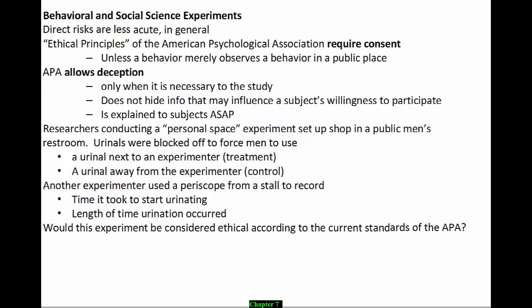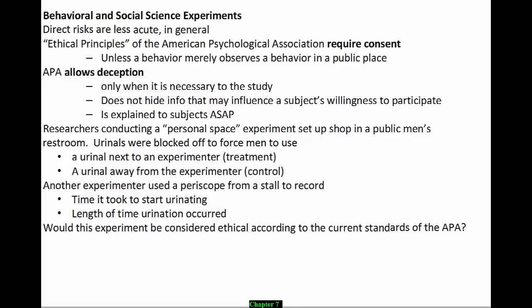Let's take a look at an example of a psychological experiment. Researchers conducting a personal space experiment set up shop in a public men's restroom. Urinals were blocked off to force men to use either a urinal next to an experimenter, which was considered the treatment, or a urinal away from the experimenter, which was considered a control. Another experimenter used a periscope from a stall to record the time it took to start urinating and the length of time urination occurred. Would this experiment be considered ethical according to the current standards of the APA?